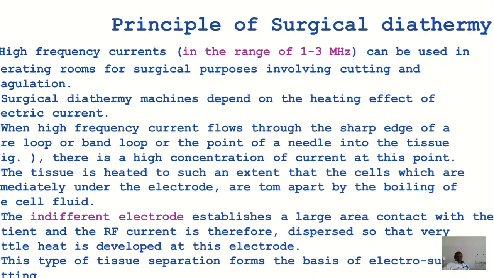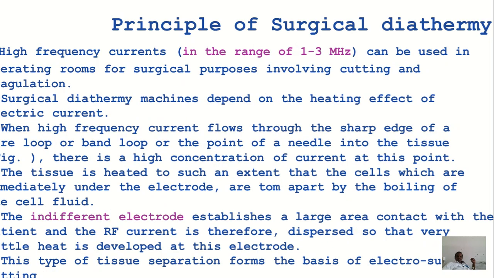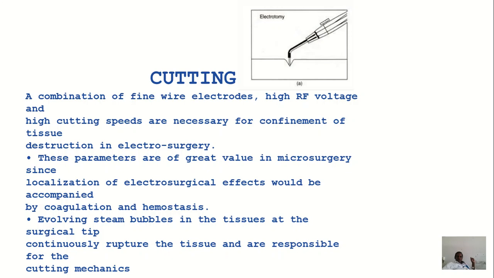The indifferent electrode, which I already told you is the patient electrode, establishes a large area contact with the patient, and the RF current is therefore dispersed so that very little heat is developed at the electrode. Because it is a large area, only a very small heating effect takes place, and it does not perform any cutting or coagulating function. This is the principle of surgical diathermy. Now we will see one by one what cutting is.